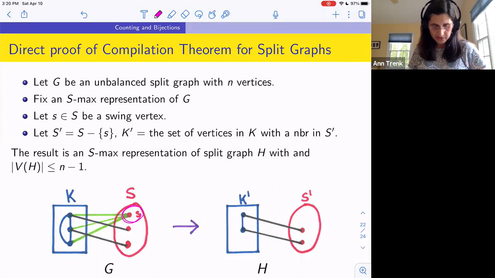And then I remove that swing vertex. And I remove anything in K whose only neighbor in S is that swing vertex. So in this case, I'm going to remove this vertex as well, because this vertex's only neighbor in S is that swing vertex. I remove those two things, and I end up with a split graph on fewer vertices. Okay, and then that process can be undone.